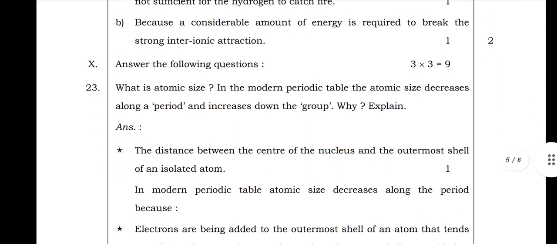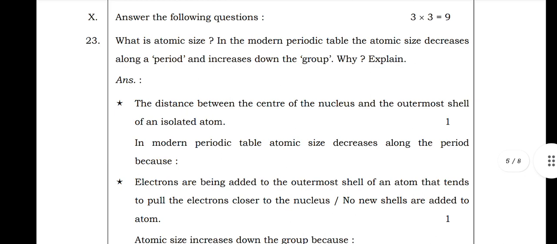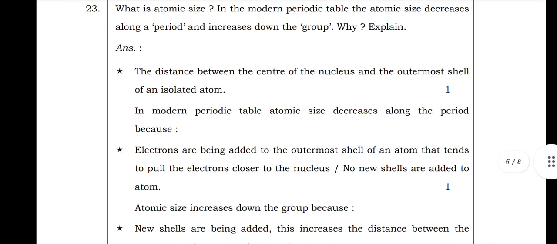Next, question 10, 3 questions, 3 marks each, so you'll get 9 marks. The 23rd question they asked is: what is atomic size? In the modern periodic table, atomic size decreases along a period and increases down the group; explain why. Atomic size is the distance between the center of the nucleus and the outermost shell of an isolated atom.